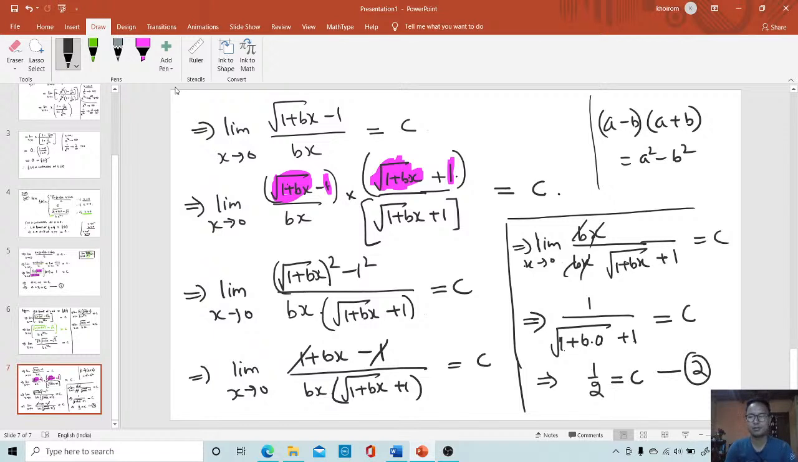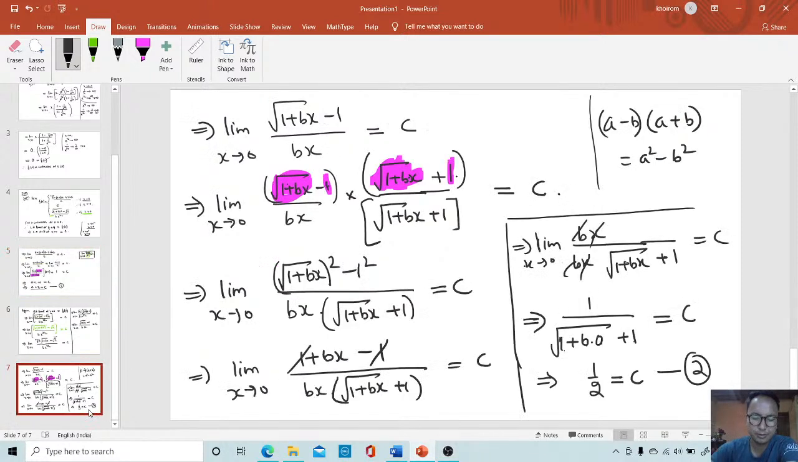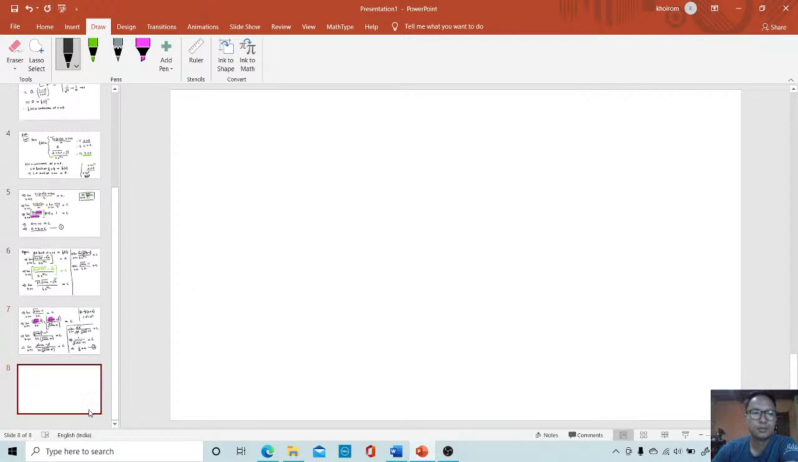From equation 2 we got the value of c. In equation 1 is the relation between a and c, okay? Now, what was our equation 1? Equation 1 is a plus 2 is equal to c, right? Yes. Now putting in equation 1.